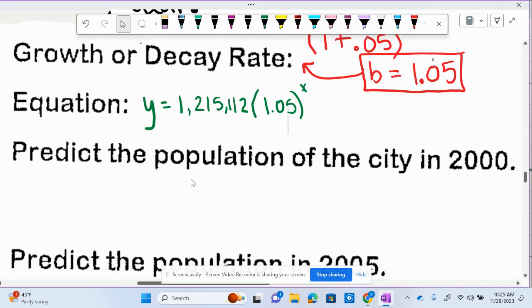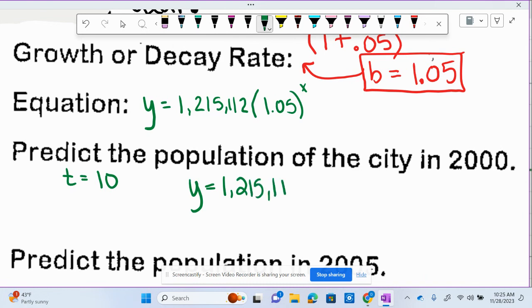Okay, so this next question says, predict the population of the city in the year 2000. So this equation started in the year 1990. So that was when time was 0. So in the year 2000, what is my time? 10. Good job. So y equals 1,215,112 times 1.05 to the power of 10. Someone needs to calculate that.